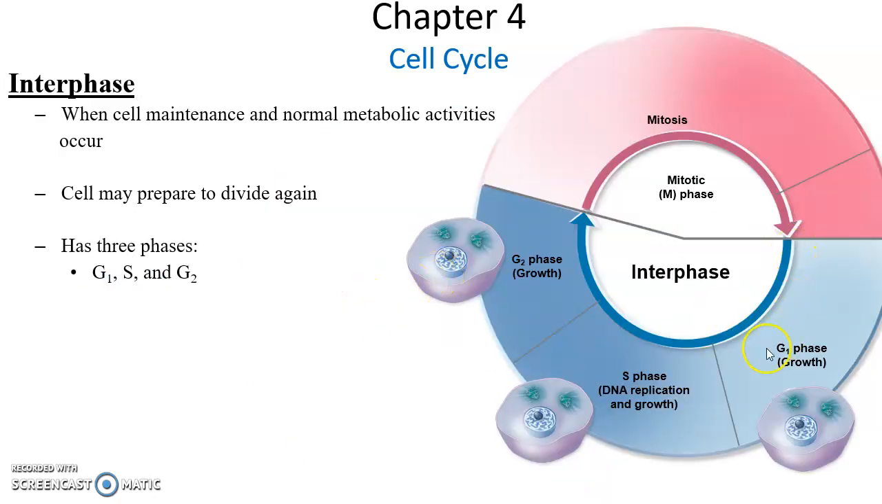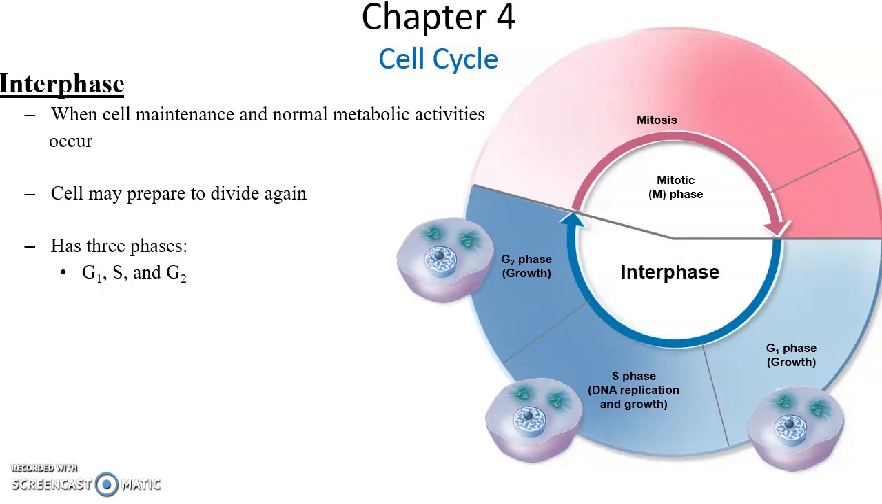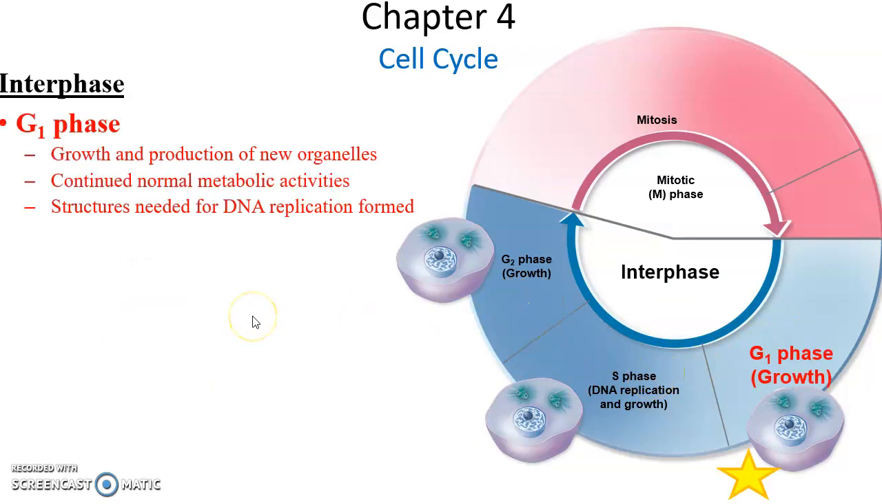So interphase is actually the phase that the cell spends most of its time. This is when the cell maintenance is occurring. This is when the cell's doing the metabolic activities it's supposed to do, doing the job it's supposed to do. Also during interphase is when the cell undergoes processes to prepare to divide. So there are three subphases to interphase. We have G1 phase, S phase, and G2 phase.